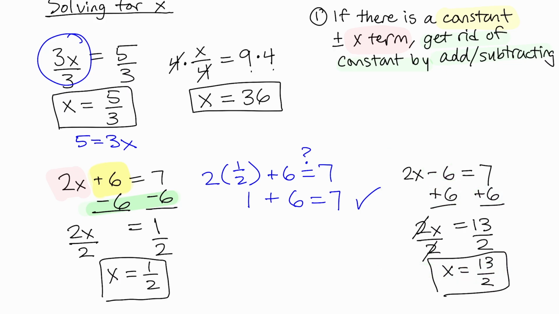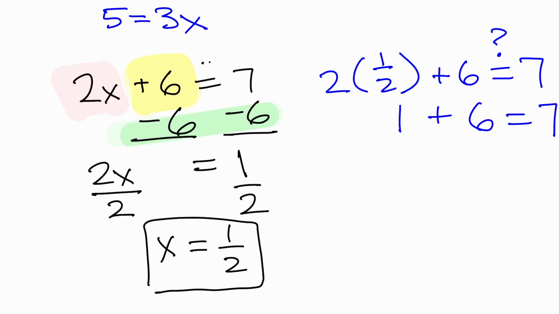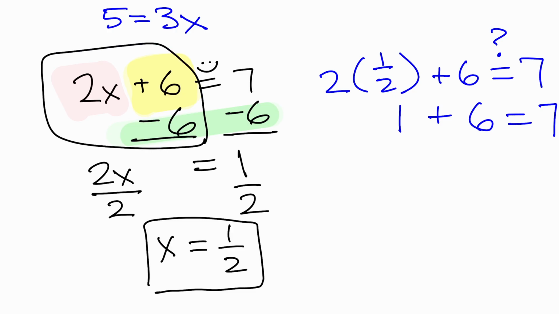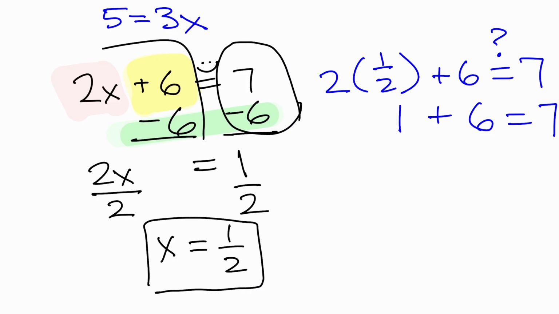Now some students ask me, why do you have to do minus 6 or plus 6 on both sides? Why do you have to do everything on both sides? And that's a great question. I do that because I want to keep the equal sign happy. It has to have both sides staying equal. So if I only did minus 6 on this left side, then the two sides would be uneven. They wouldn't be equal anymore. So I have to do it on both sides so that both sides stay equal.